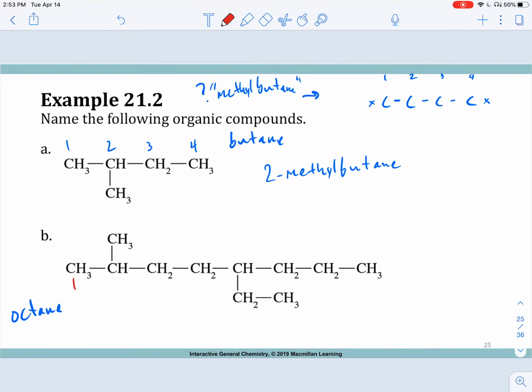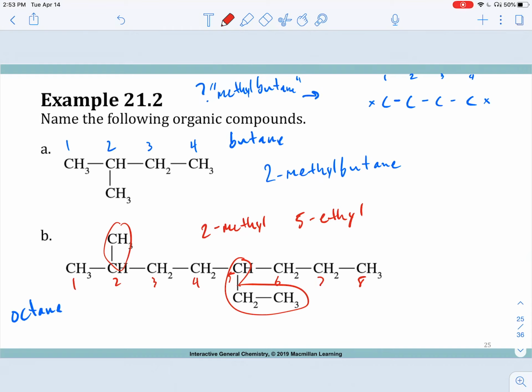So we're going to number this 1, 2, 3, 4, 5, 6, 7, 8. So that means I've got a methyl group at the 2 position and an ethyl group at the 5 position for naming. So I've got a 2 ethyl, 2 methyl, and a 5 ethyl. Now, how do I put this all together into a name?